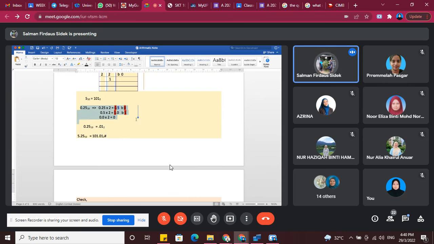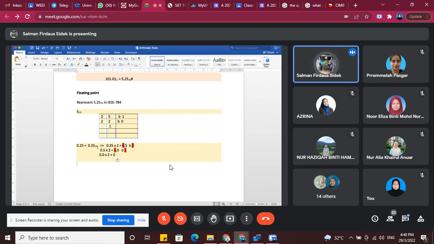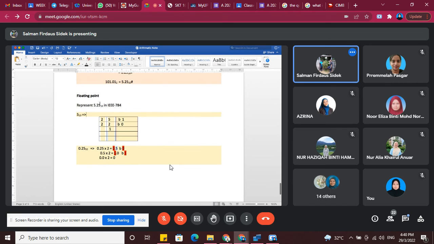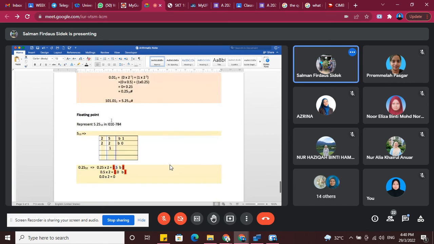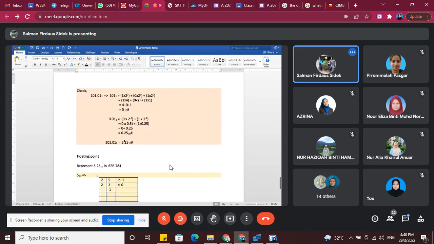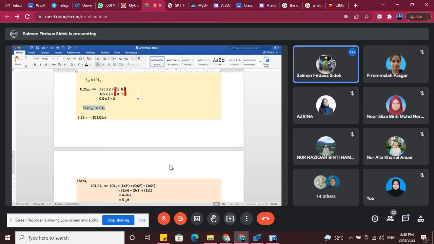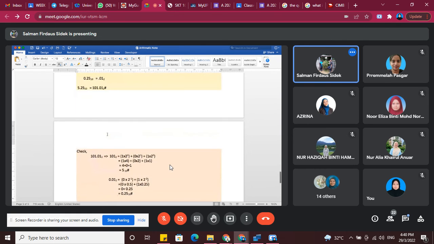Soalan dia sama, 5.25. The question is similar to the previous question, which is 5.25. So we use the similar technique. So we got this. Kita dapat ni. So now yang ni.